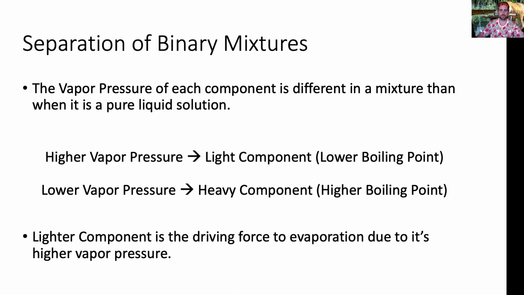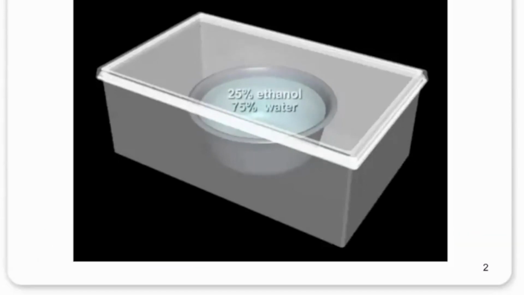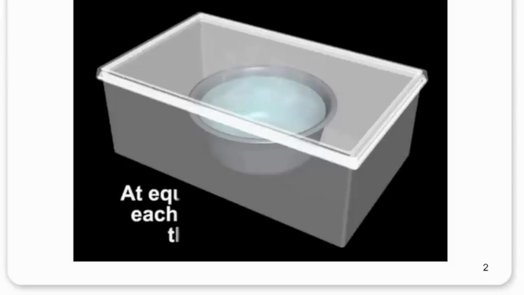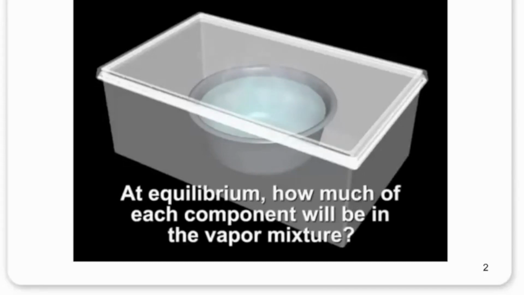If we place a bowl of the mixture inside a closed container, molecules of both water and ethanol will enter the vapor because of the vapor pressure of each component. At equilibrium, how much of each component will be in the vapor mixture? The answer depends on the relative vapor pressure.